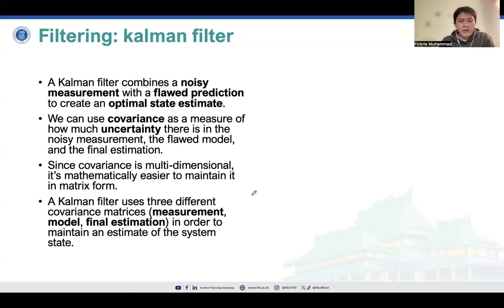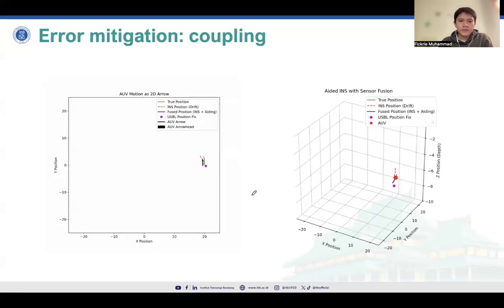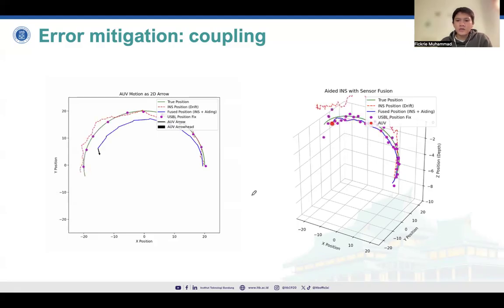So basically the concept of Kalman filtering uses 3 different covariance matrices: measurements, model, and the final estimation. So we are dealing with uncertainty to do the estimation. In order to maintain the estimates of the system state, we keep the covariance as low as possible, so that we can be sure that our final estimations are good for our AUV. And error mitigation can be done with the coupling that integrates the AINS, basically.